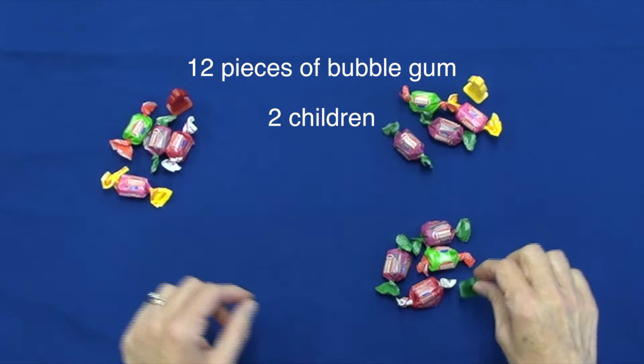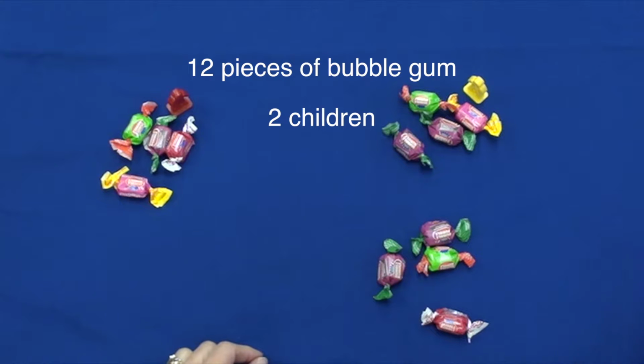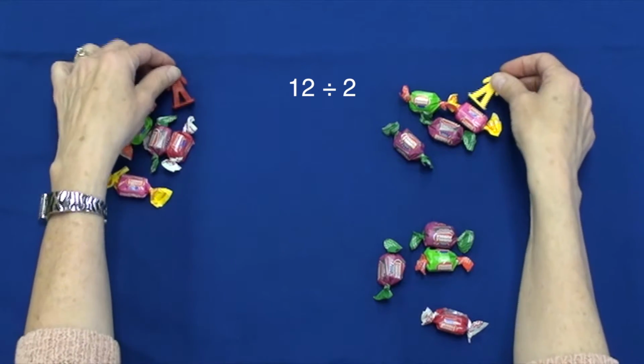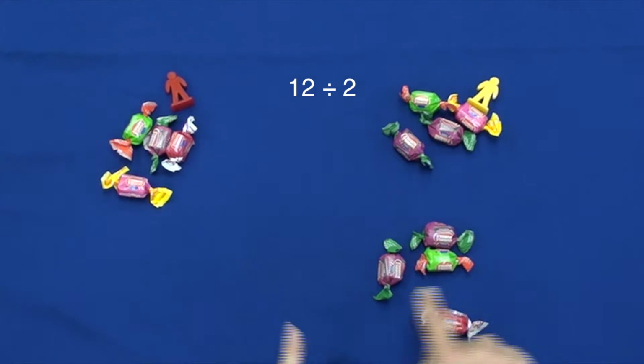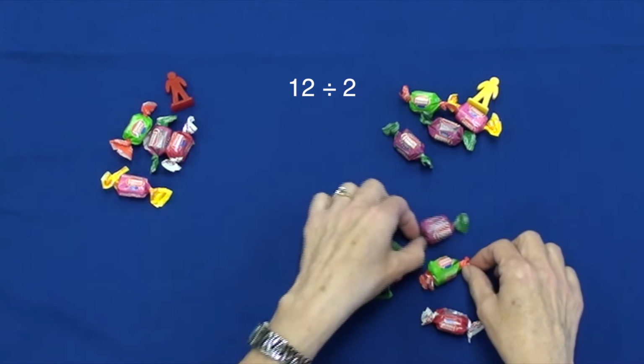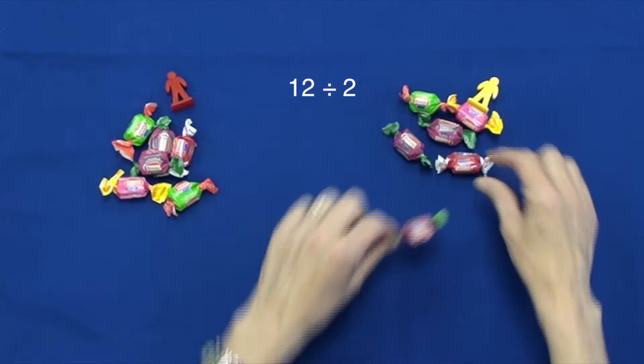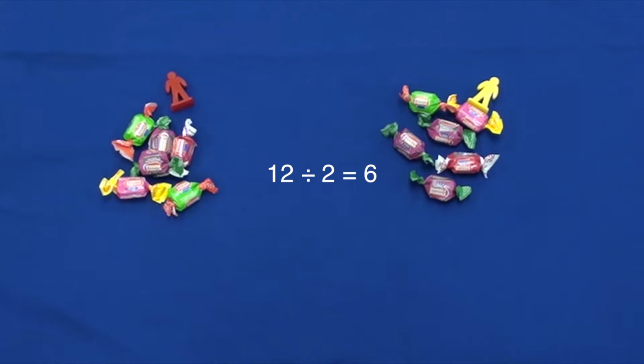Uh-oh. One child just remembered that bubblegum gets stuck in their braces, so they decide to give up their share. There are still 12 pieces of bubblegum, but now only 2 kids to divide it amongst. 12 divided by 2. Now each child gets 6 pieces. Let's check by multiplying. 6 times 2 equals 12. Well done. Let's try another problem.